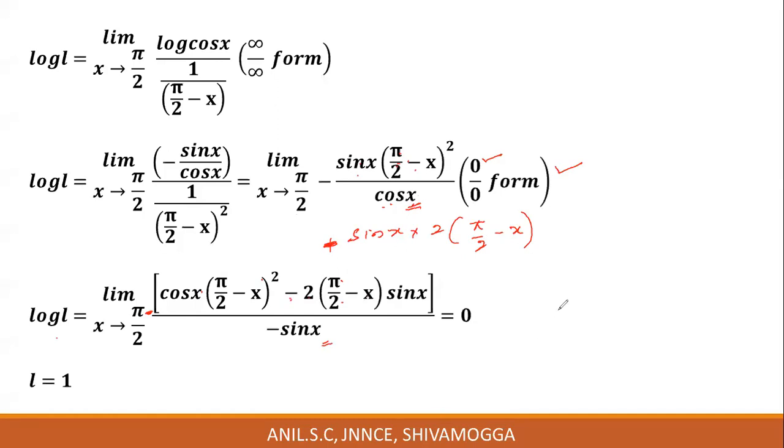Apply limits. As x tends to pi by 2, numerator will be pi by 2 minus pi by 2 is 0. 0 into anything is 0. And here also pi by 2 minus pi by 2 is 0. 0 into anything is 0. Divided by denominator will be minus sin x. Minus sin pi by 2 is minus 1. 0 divided by any finite quantity is 0. Log L is equal to 0. Therefore, L is equal to e power 0. And e power 0 is 1.